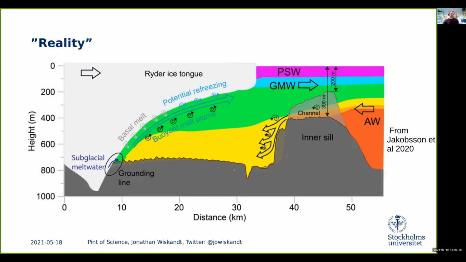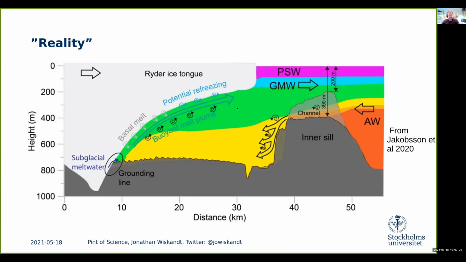This is a very interesting feature because, as you can see, the colors here indicate temperature. We have this warm AW, Atlantic water, at the bottom here. But due to the sill, this warm water cannot protrude into the cavity. So we don't get that warm water towards the ice, which technically is a good thing, right? Because if it's not getting too warm, it's not melting too much. At least that's the idea.